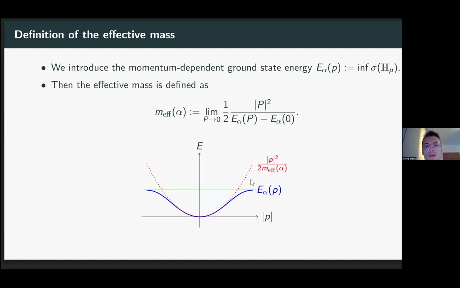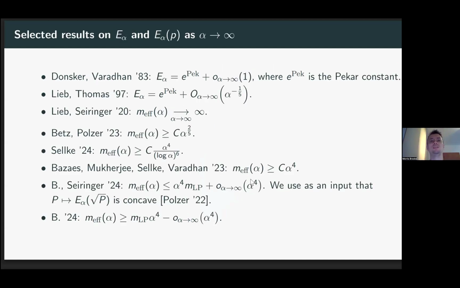Okay. So the first result which I have to mention in this list is the result by Donsker and Varadhan from '83, who were able to show that in the limit of alpha going to infinity, this ground state energy, where E alpha is the total ground state energy, converges to a constant, which I called E Pekar. With this, I want to emphasize that this constant, just like in the Landau-Pekar-Spohn conjecture, also emerges from the underlying Landau-Pekar theory. Or in other words, it comes from the underlying semi-classical theory.